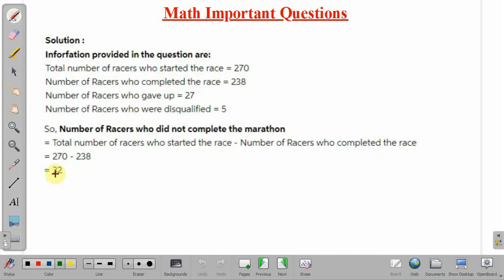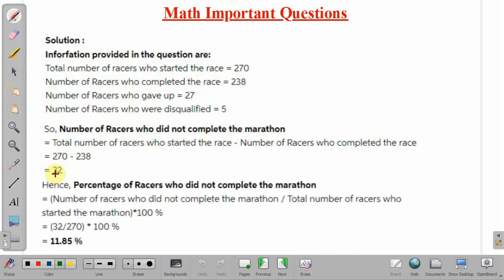But we have to calculate the percentage of racers who did not complete the marathon. So the percentage of racers who did not complete the marathon will be equal to the number of racers who did not complete the marathon divided by the total number of racers who started the marathon, into 100 percent. So it will be 32 divided by 270 into 100 percent, and it will be equal to 11.85%.